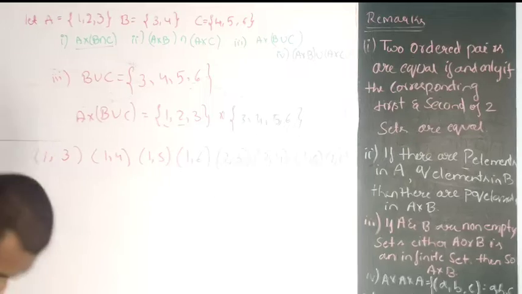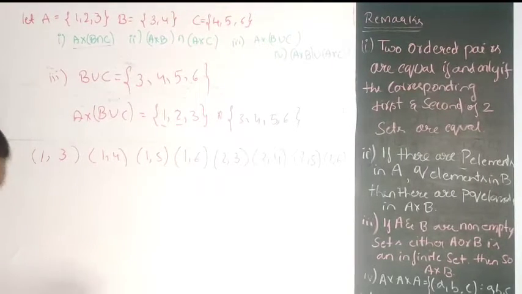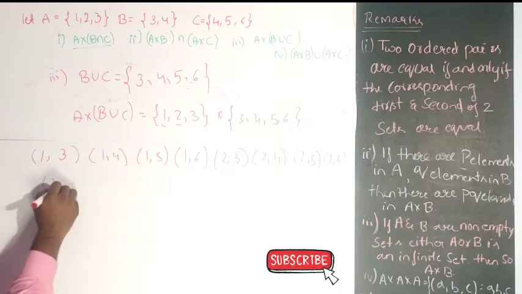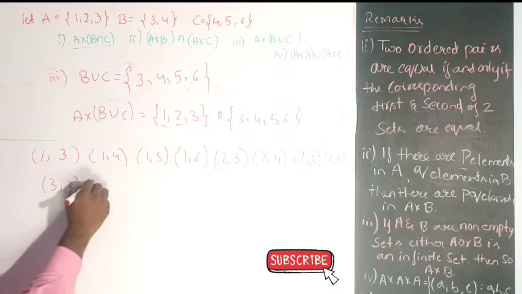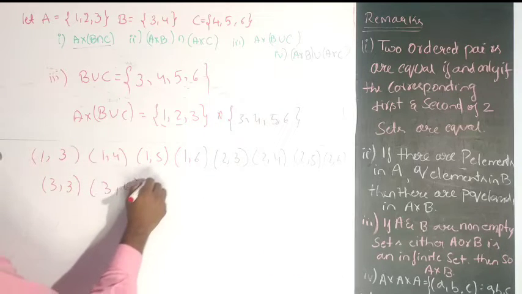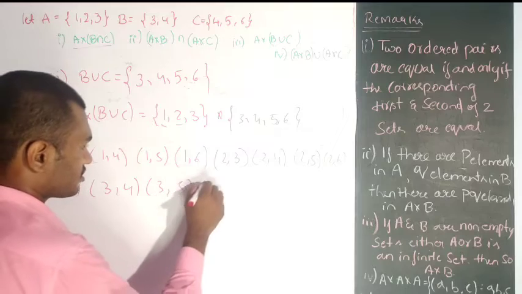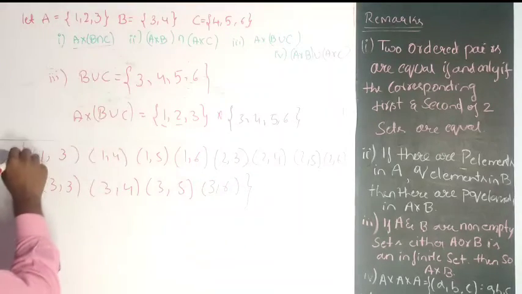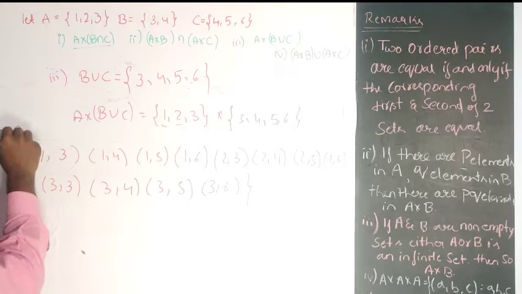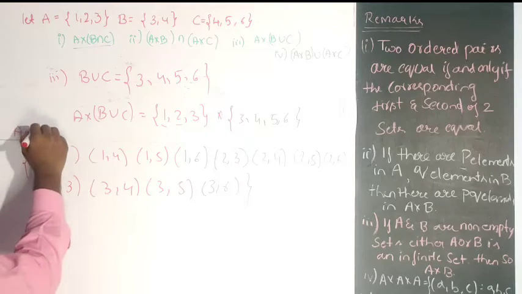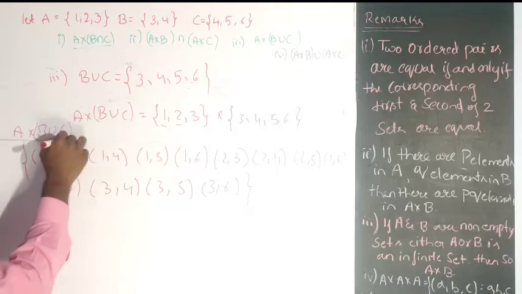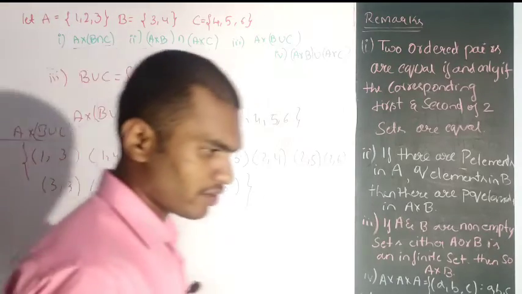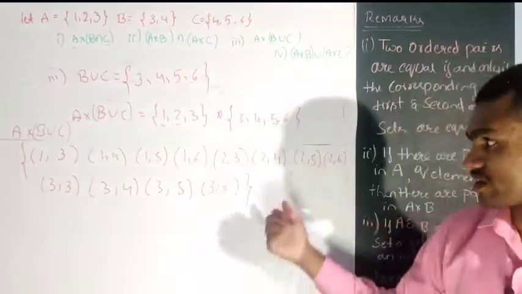Then at last we have 3, 3, 3, 4, 3, 5, 3, 6. These are the elements of A cross B union C. I think you have understood about the third one.